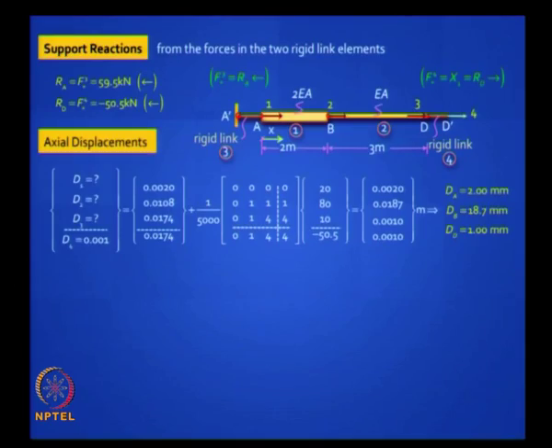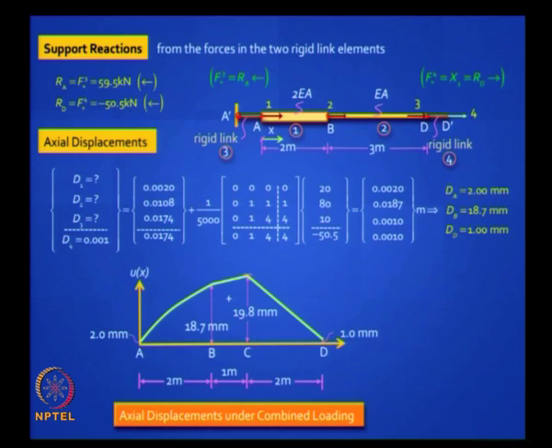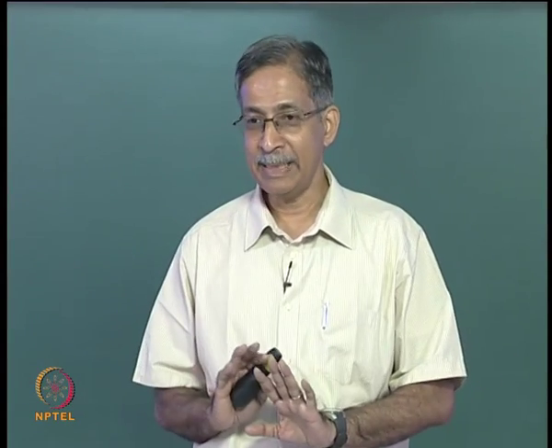Indeterminate structure, plus you have an assignment problem which you can do. This is a little more difficult, and you need not find support reaction using rigid links unless you are forced to, like here. Here there was another need because the support was moving and there was no other way you could handle it. Is it clear? You can find the support reactions also, find the axial displacements and get your final solution. Is it clear?